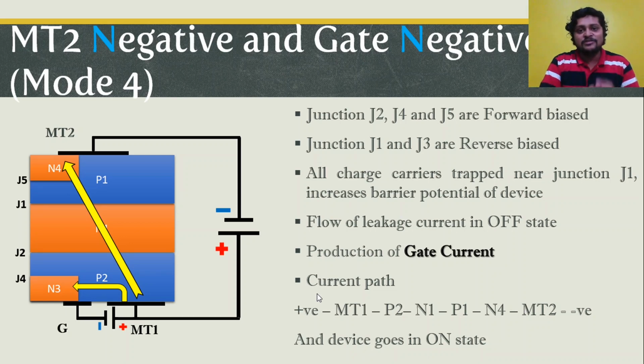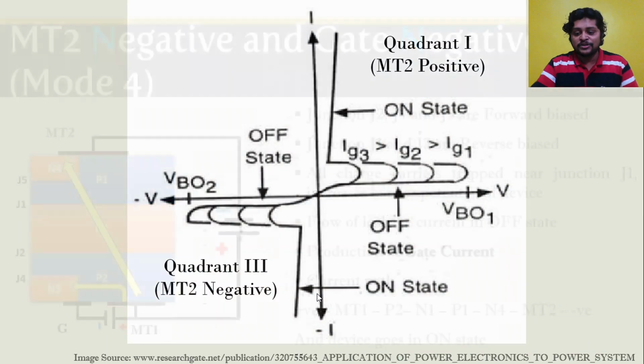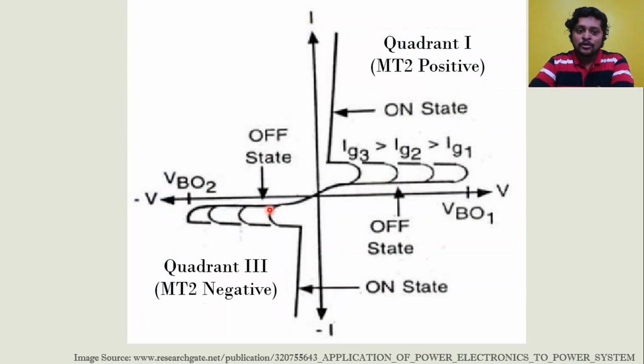So again we see third quadrant operation. Let's see from the characteristic. The characteristic clearly shows that the current flows in the opposite direction. That's why it's in third quadrant operation. Again, as soon as the device goes into on condition, it jumps to a lower voltage state, allowing an exponential rise in current. Again, as the gate current increases, obviously the turn on point of the TRIAC decreases.